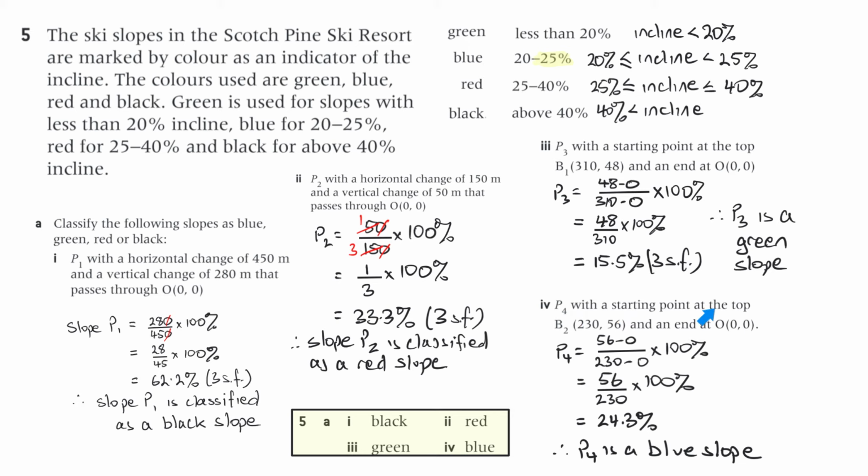4, P4 with a starting point at the top at 230, 56. That's the x coordinate, y coordinate, and end at the origin. P4 is 56 minus 0. That's y2 minus y1 over x2 minus x1 of 230 minus 0 times 100%. That's 56 on 230 times 100%. That's 24.3%. 24.3% is blue, therefore P4 is a blue slope.